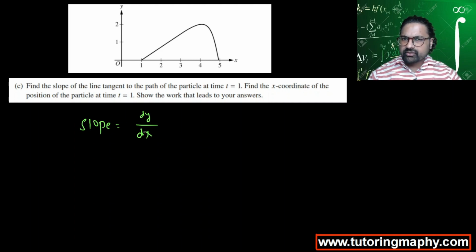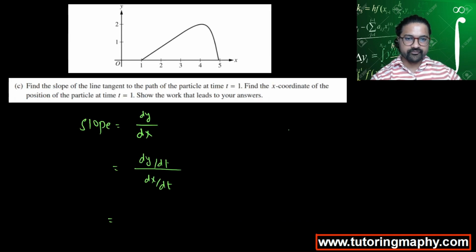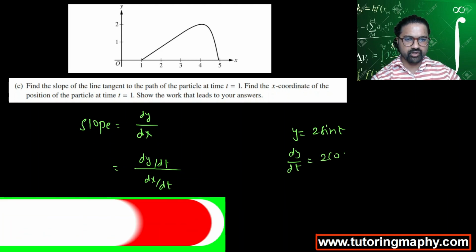But we don't know the relation of y with respect to x, which is absolutely fine, because we are going to manipulate this now. Can we write it as dy over dt over dx over dt? Absolutely, because I just divided the numerator and denominator by dt, right? This is what we had, and the function y is nothing but 2 sine t. So we know that the derivative of 2 sine t is just 2 cos t. So dy over dt is going to be 2 cos t.